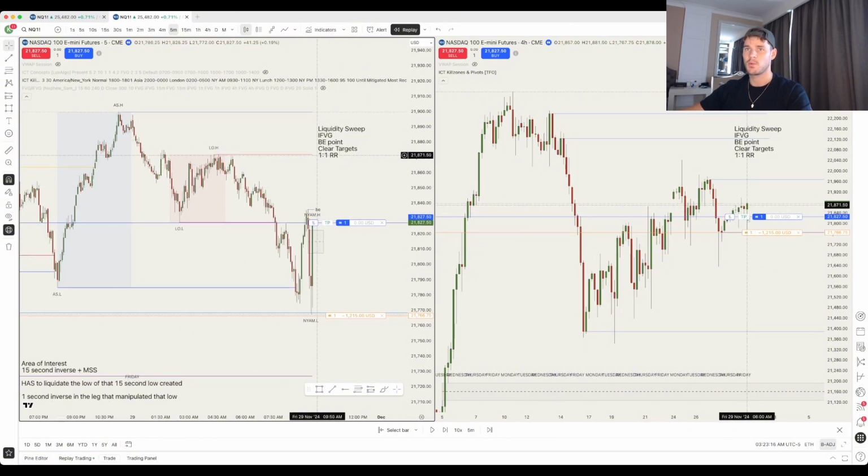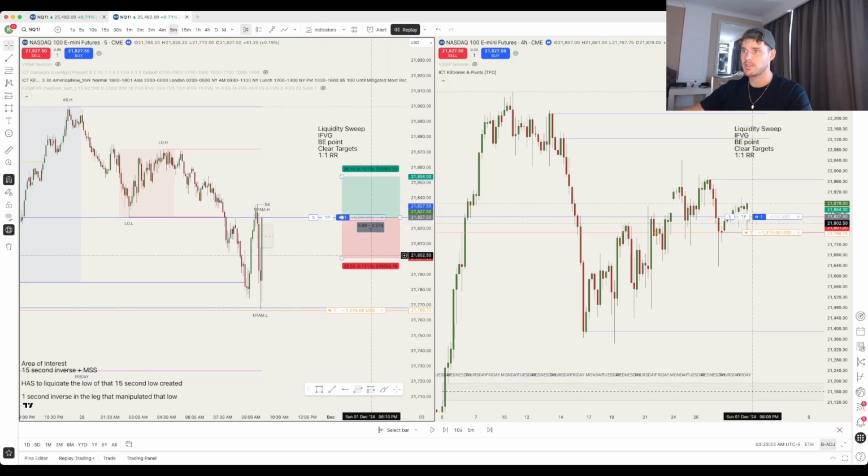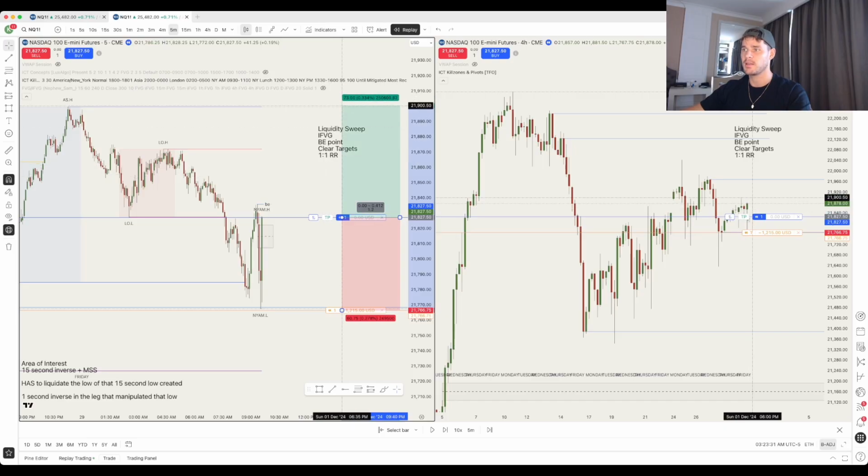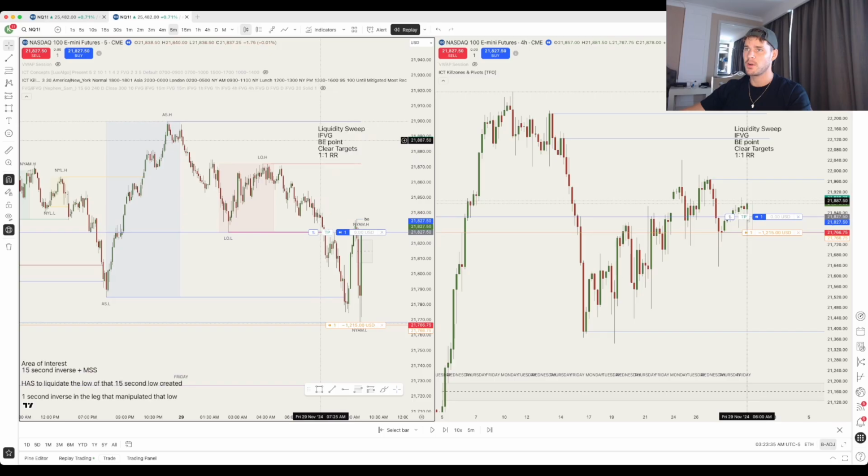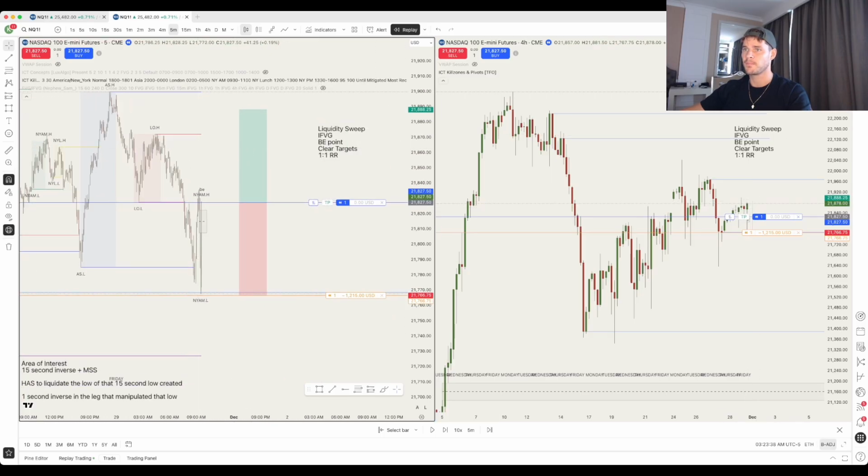The last one, there was a 1-to-1 RR. So we have to make sure that although this looks good, we can actually take a 1-to-1. And based on this 5 minute, it's very far away. So it's over 60 points. So we need to make sure that what we're targeting is actually something that we think is going to get hit. So we want it within market structure, right?